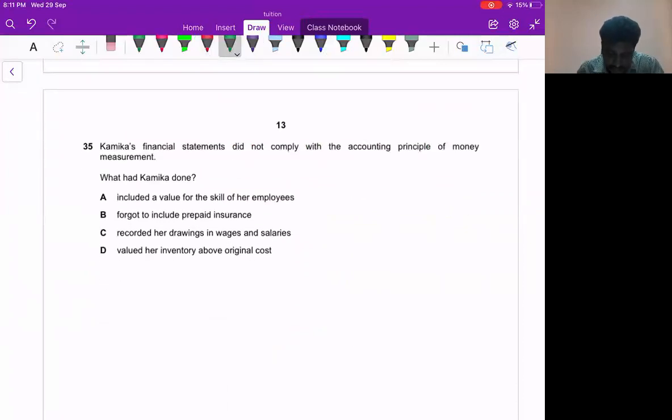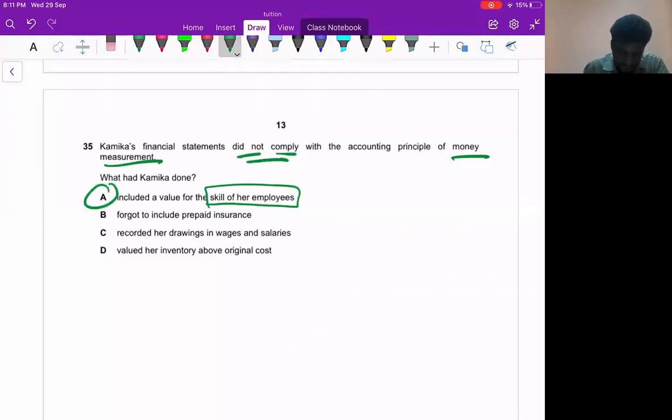Kamika's financial year did not comply with the accounting principle of money measurement. Money measurement means everything in accounts, we will measure in money. What had Kamika done? Include the value of the skill of the employee. Skill of employee is valuable. Yes, I agree it's valuable. But can you tell me how much is the value? No, we cannot tell how much is the value. So she should not include it, but she included it. That's her mistake. Answer is A.